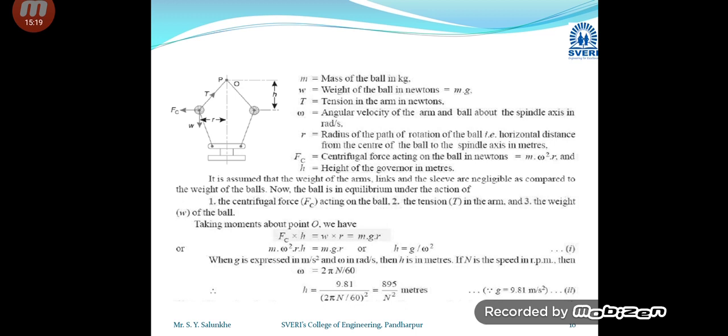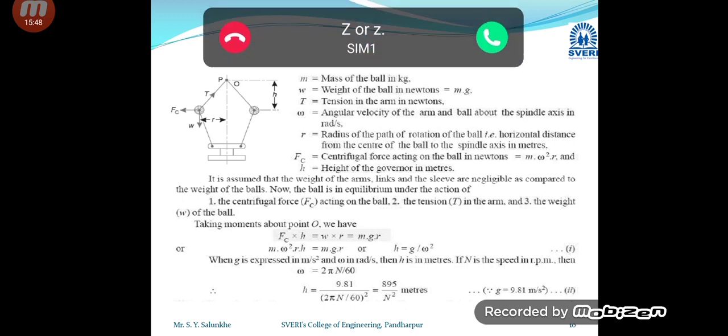So when we take this moment at point O, we get the centrifugal force multiplied by the perpendicular distance, which is h, and the weight w is acting with its perpendicular distance from point O being r. So these are in equilibrium. We can write F_c multiplied by h is equal to w into r, and that will be equal to mgr.